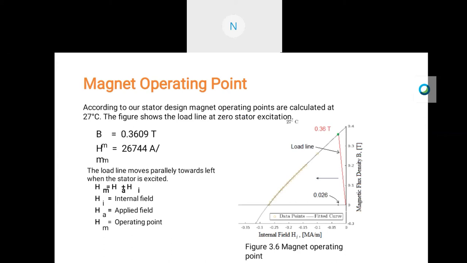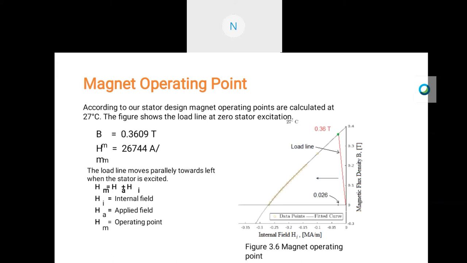Okay, so when the stator is excited, the load line moves to the left side. Here in the figure, I am showing an arrow. The load line will move to the left side.